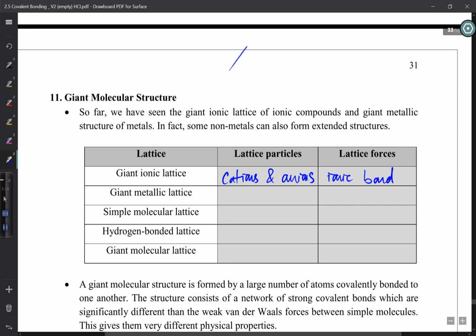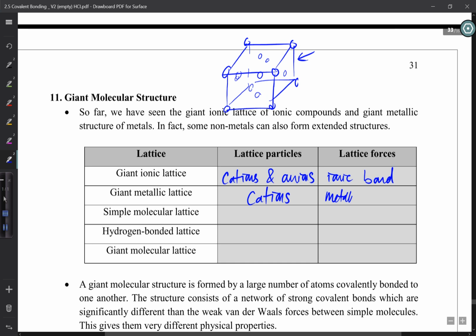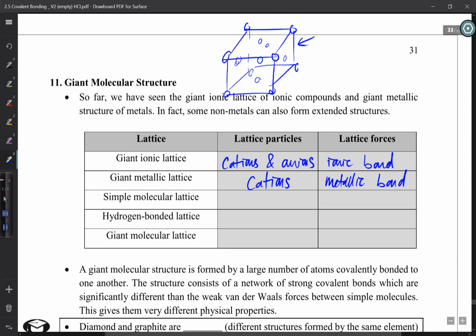So what this means is that you can actually draw those kind of 3D cubes. Lattice points are those at the corners, as well as those we've seen previously at the faces and the center, etc. So all these are known as lattice points, and for a giant ionic lattice structure, these lattice points contain cations and anions, and all these interactions are ionic bonds. Whereas for giant metallic lattice, the lattice particles are cations, and the lattice force is actually metallic bond, as we have seen in metallic bonding.